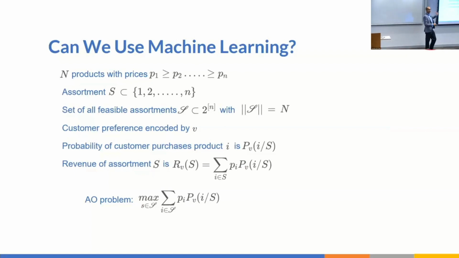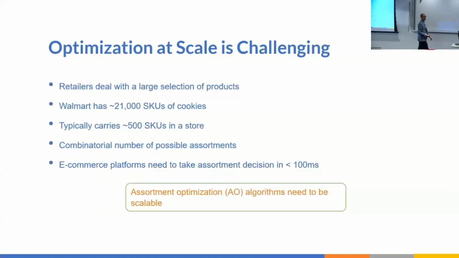Let's get a sense of the optimization problem for a second. Let's think of the retail setting, which is a little more common in revenue management. For example, Walmart has 20,000 SKUs, or think of them as products, 20,000 SKUs for just cookies. And let's say it carries 500 such SKUs at a store. How do you get from 20,000 to 500, and why those 500 for the demographic that that Walmart store serves? That's the problem. That's the assortment optimization problem that Walmart has to solve.